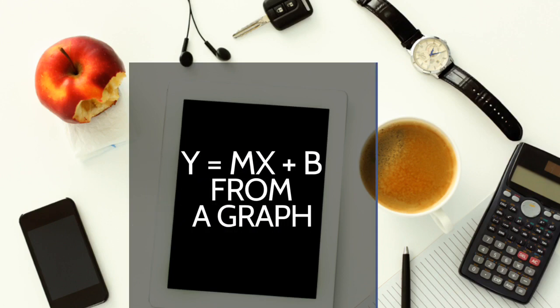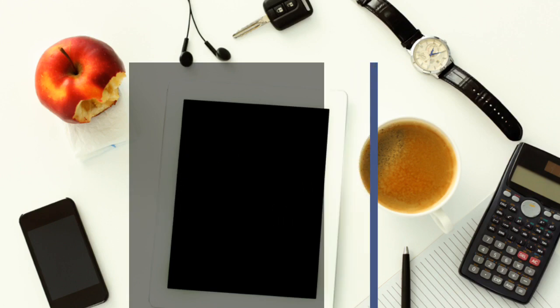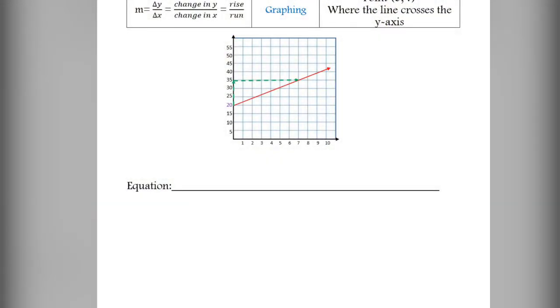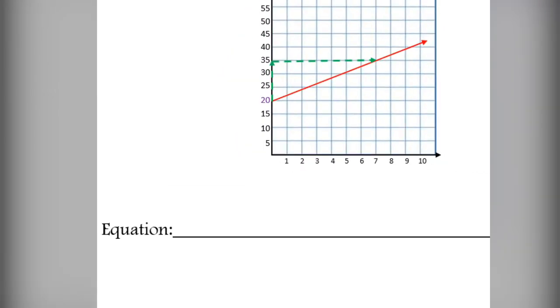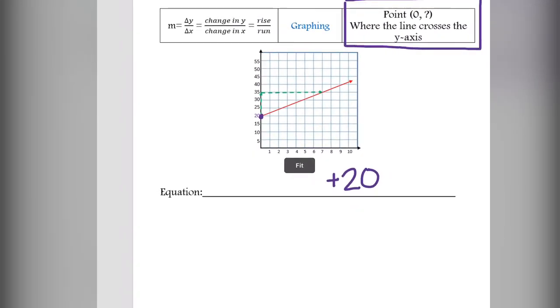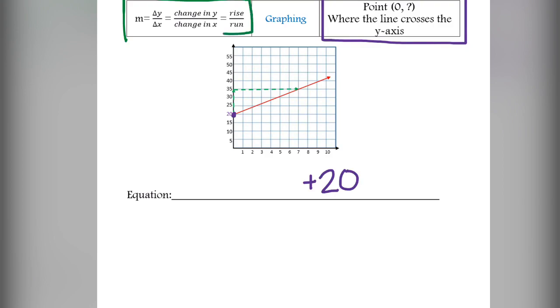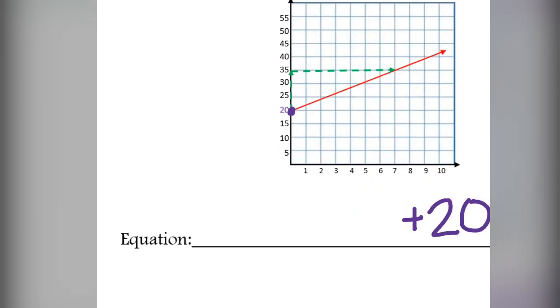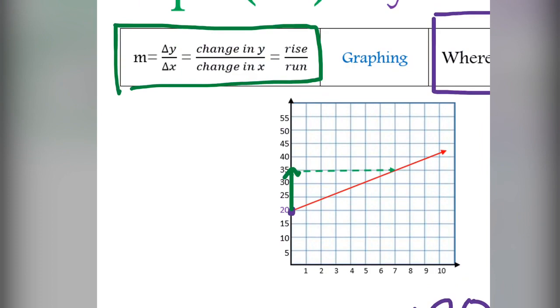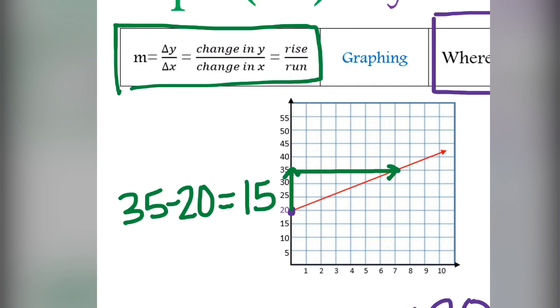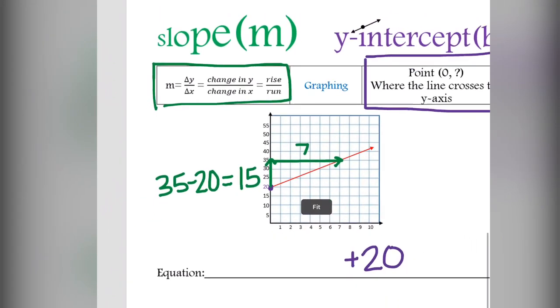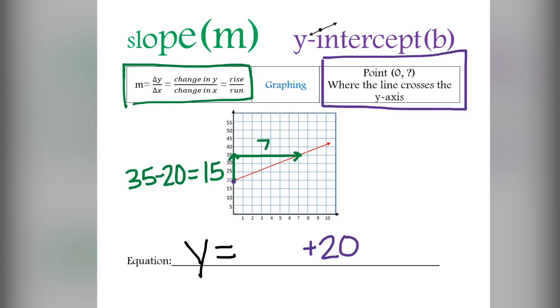How about from the graph? Remember, we found that change in y over the change in x and where the line crosses. This is highlighted in purple to show you the y-intercept. It's the easier part to find on a graph. And then let's go ahead and find the slope, which is going to be that change in y over change in x, which we said before was 20 to 35, gives us 15. And then if we go from 0 over to 7, that gives us 7. So the slope here is 15 over 7. And it is positive, the line is going up.